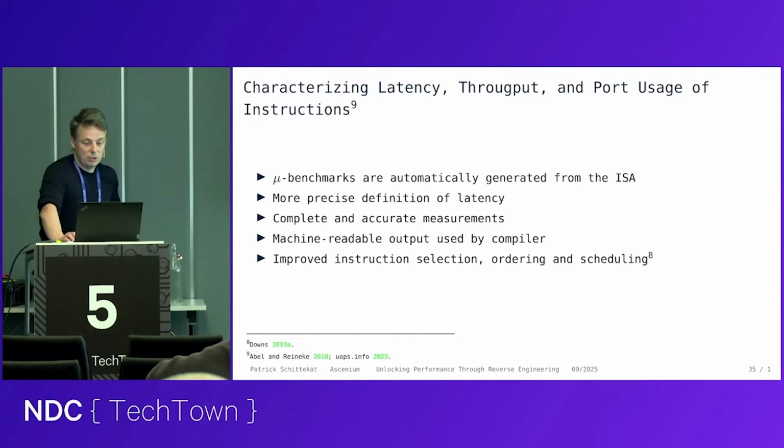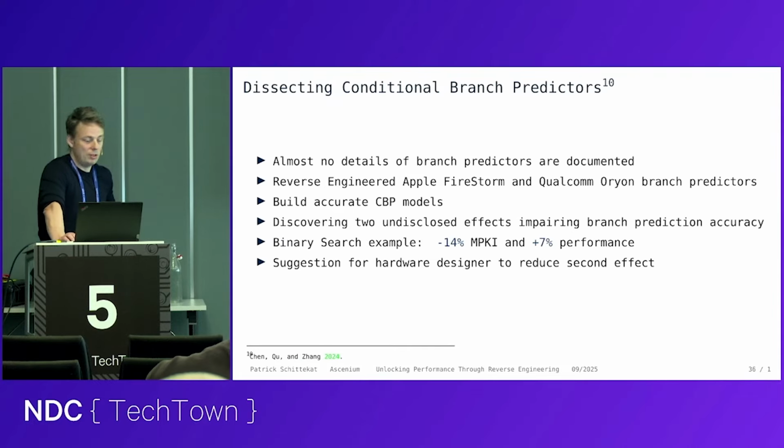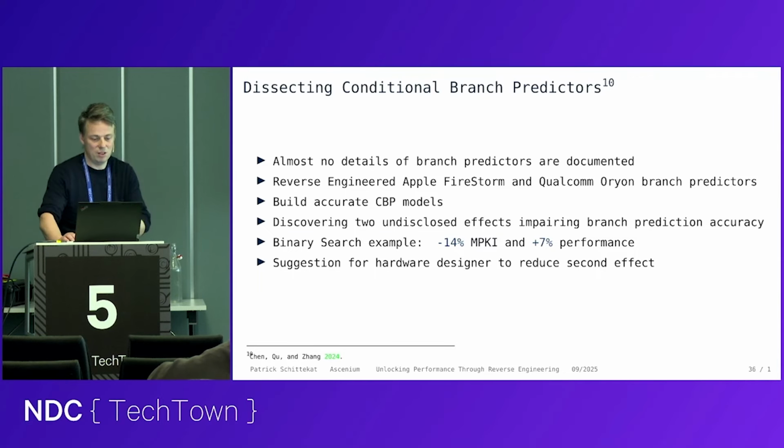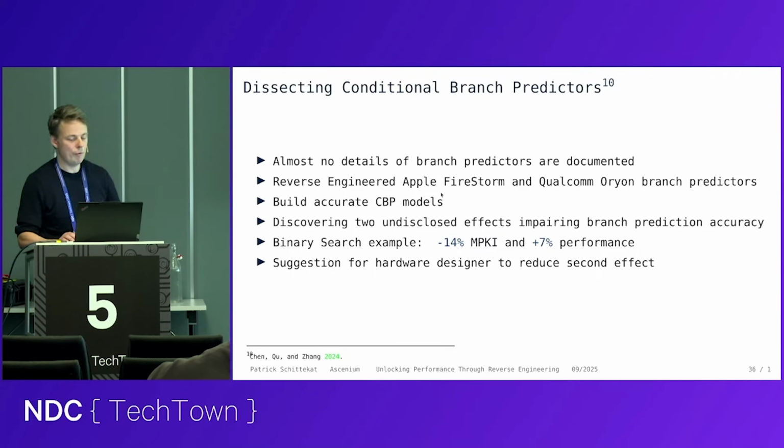Yeah. So another thing, for example, branch predictors. That is really something that's undocumented. That's the bread and butter. People have reverse engineered this for Apple and Qualcomm. They've built accurate conditional branch prediction models, and they discovered effects that even the engineers of Apple and Qualcomm didn't tell about, didn't find out.